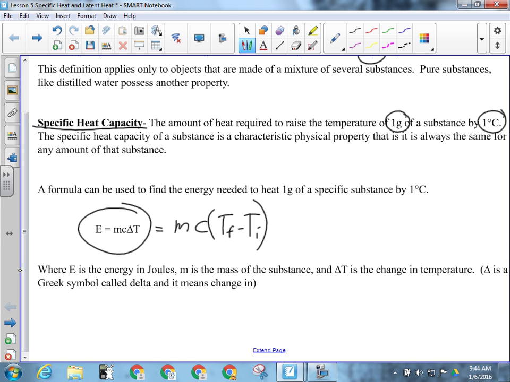What everything stands for: E is the energy in joules. The units for energy are joules. M is the mass, and that is always going to be in grams. This is a chemistry thing. Chemistry deals with small stuff, so it's always in grams. Physics, we go big. Physics is kilograms. And then delta T is the change in temperature of the substance, and usually that's going to be in degrees Celsius, but it could also be in Kelvin, but it's usually in degrees Celsius.